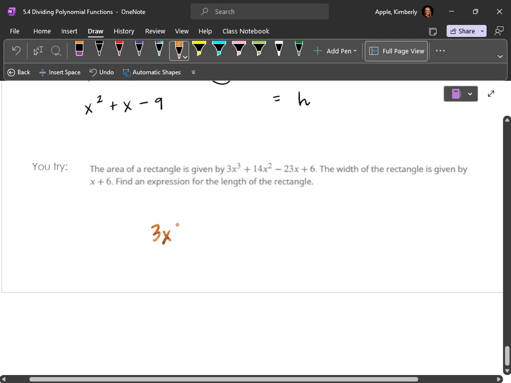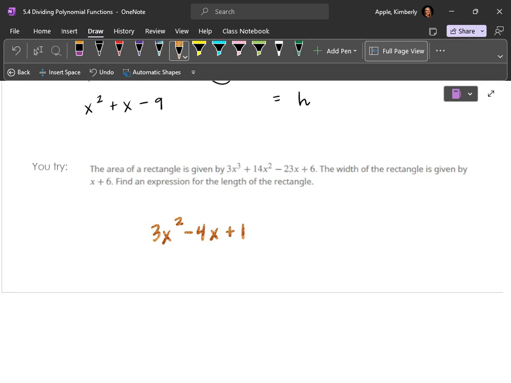All right, so you should have gotten 3x squared minus 4x plus 1 for the length of the rectangle. If not, be sure to ask me some questions about what's going on, see if we can pick apart what's happening. I hope this helps, and I'll see you guys in class.